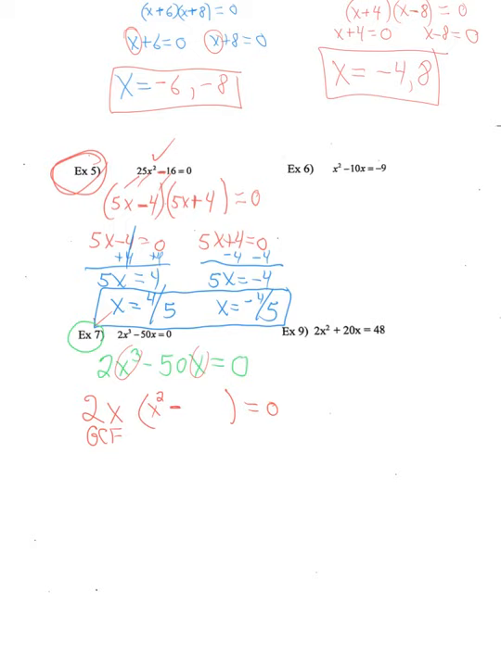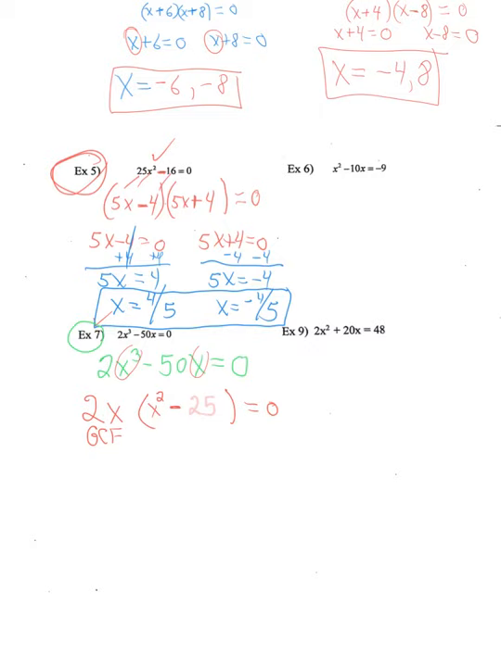I got to get that to go away. Not sure how to undo that. There we go. So when I put the 2 in the 50, I get 25. Wrong color. Okay. And I think I'm all done.